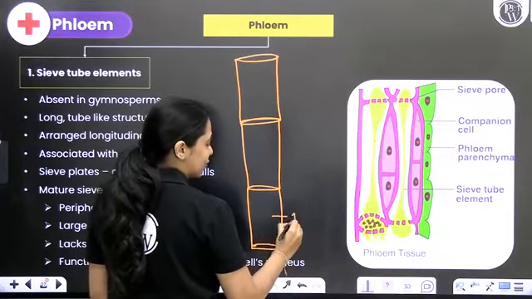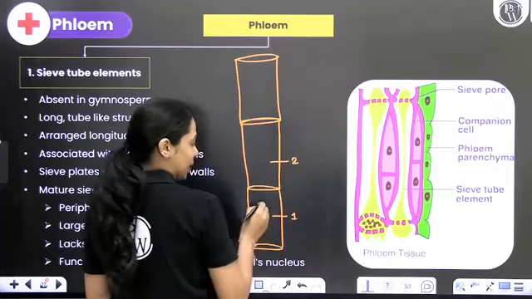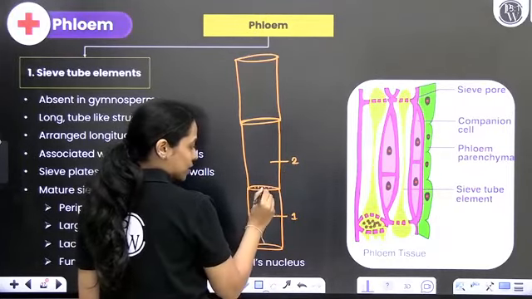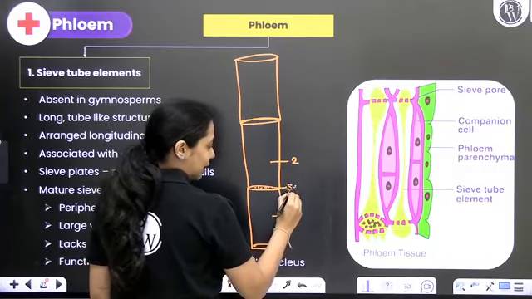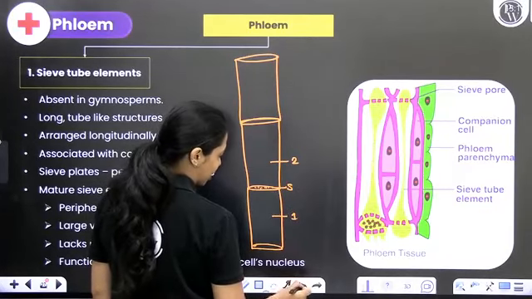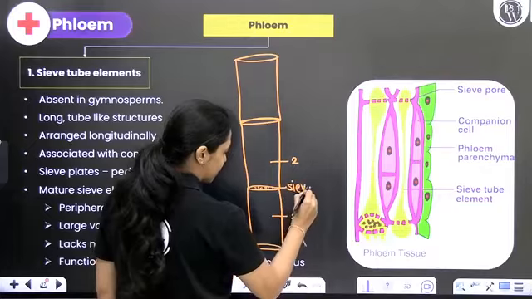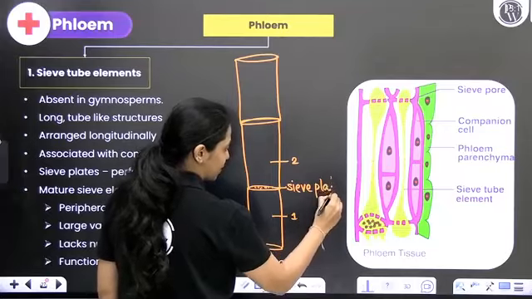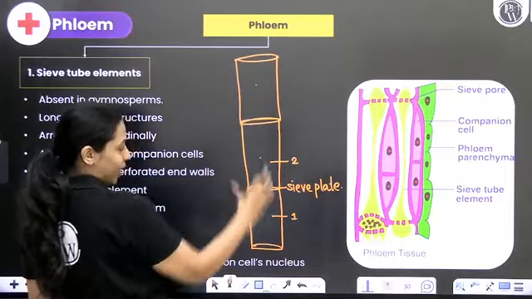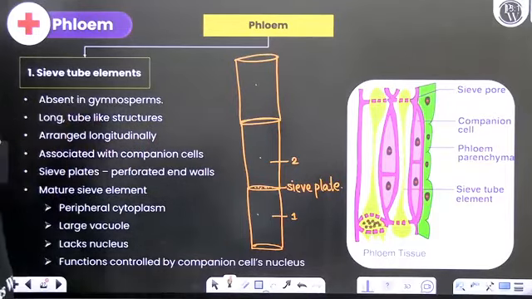If this is one sieve tube element, this is the next neighboring sieve tube element. Here you have cross walls, right? In this you can find pores. We call that a sieve plate. I'm writing sieve spelling wrong from that time. Sieve plate. Okay, so each one is a sieve tube element. Together, the whole entire thing is the sieve tube.